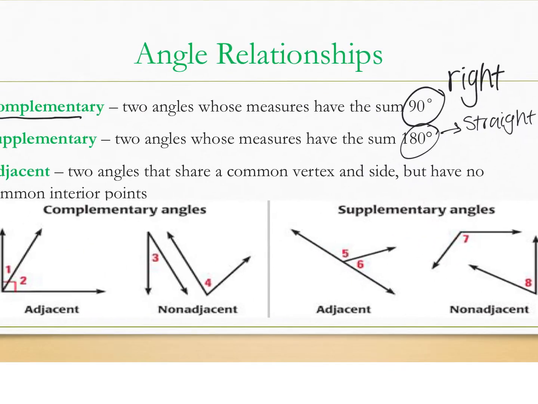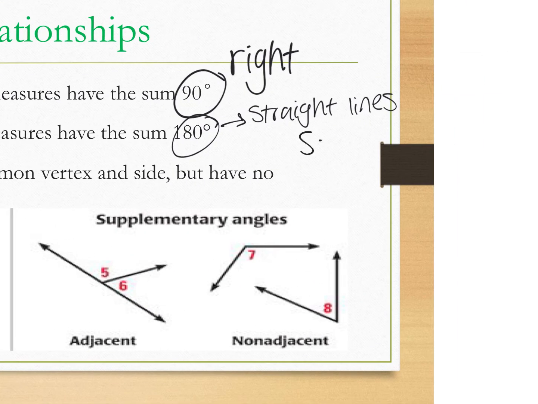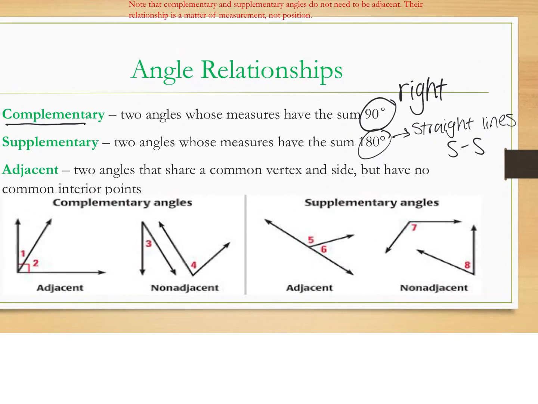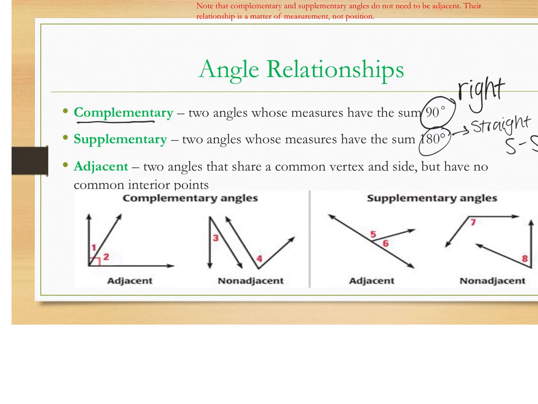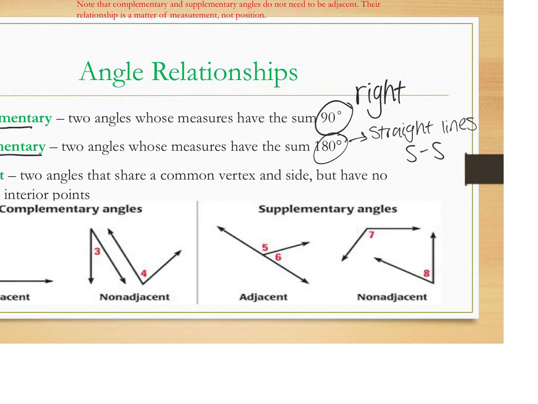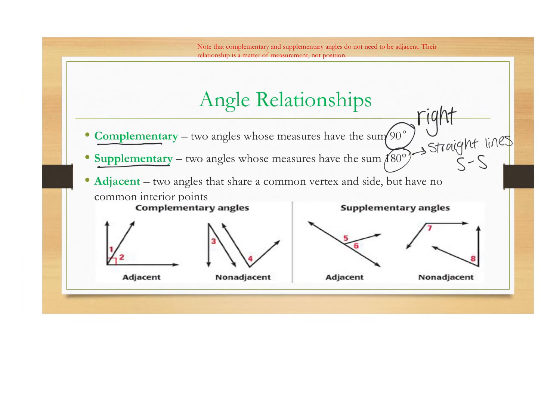And what did the word start with? An S? S and S, baby. Supplementary means straight lines. That means 180 degrees. Adjacent, I have no trick to remember that one. But how I do remember it, it's 2 angles that share a common vertex and side, but have no common interior points. Essentially, they're next door neighbors.